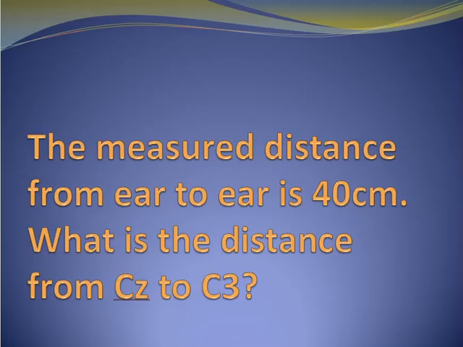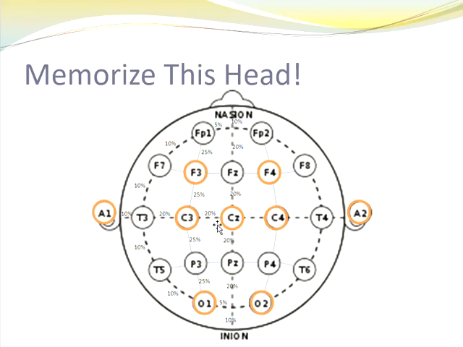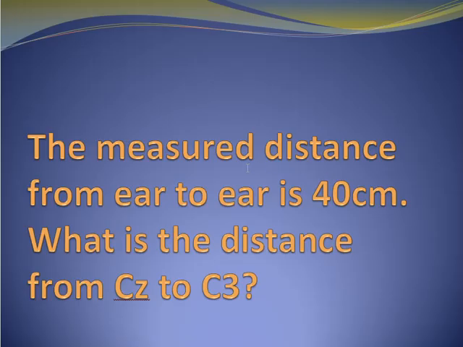The measured distance from ear to ear, that's another way of saying preauricular to preauricular, is 40 centimeters. What's the distance from CZ to C3? So ear to ear is 40 centimeters. The distance from CZ to C3 is 20% of that. So 20% of 40. How I do this math in my head is 10% is 4. Now I double it, so the answer is 8 centimeters.